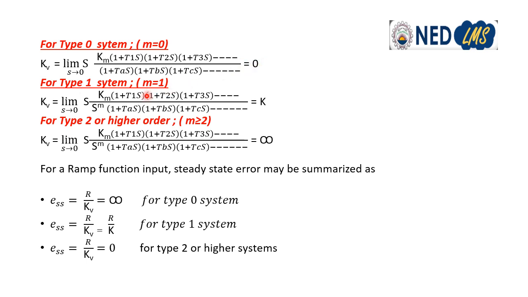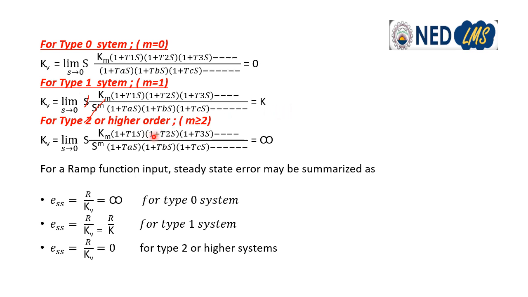Now for type 1 system, we have s times G of s, and when m equals 1, this is K upon s, then this s will be cancelled by this s, and effectively we have K. So we say K1 or simply K, as we have discussed that all these factors will become 1. 1 plus T1 s will be 1 when we apply the limit, 1 plus T2 s will be 1 when we apply the limit, and so on. These all factors will become 1, and the product of 1 is always 1. So we have K as the final value of the ramp error coefficient for system type 1.